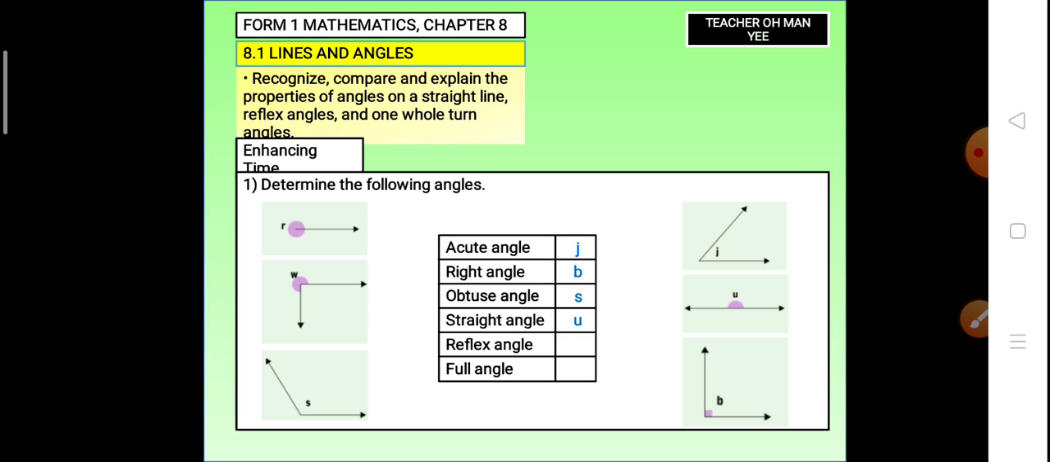And the second last, reflex angle, which is between 180 degrees and 360 degrees. Can you find it? Yes, it is W. And the last one, full angle, which we also name as a whole turn angle, exactly 360 degrees. So we have here angle R. Alright, students, can you get all the answers correctly? If yes, let's move on to the last objective.